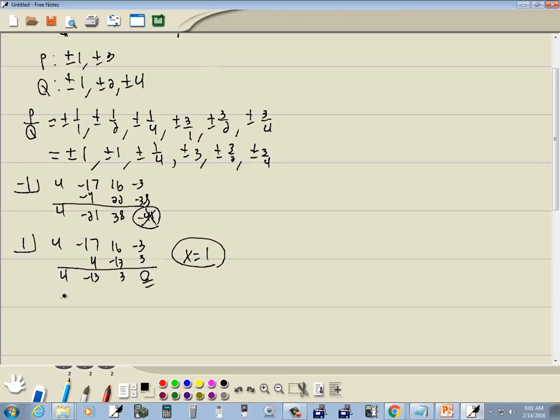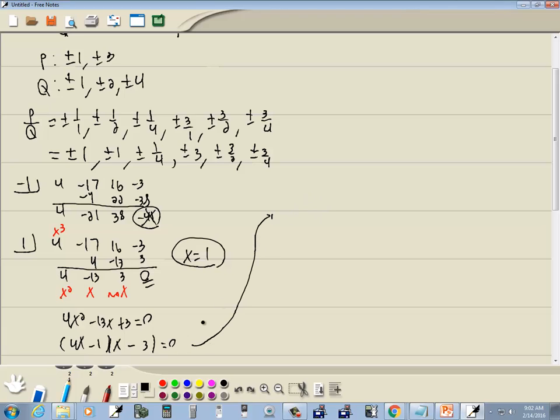Now at this point, we start out with x to the third. We're now down to x squared, x, and no x. So we've got 4x squared minus 13x plus 3 equals 0. And this factors as 4x minus 1 times x minus 3 equals 0.